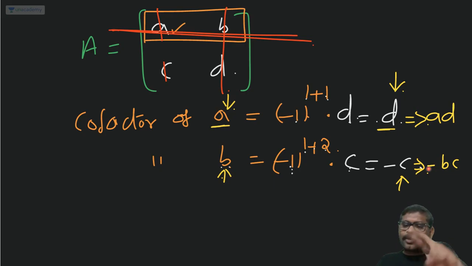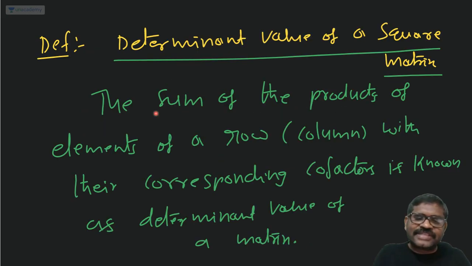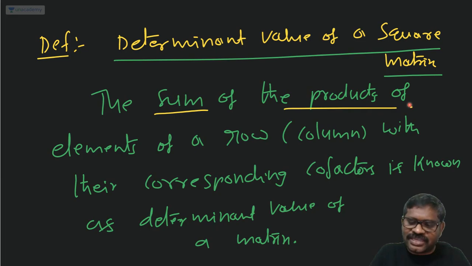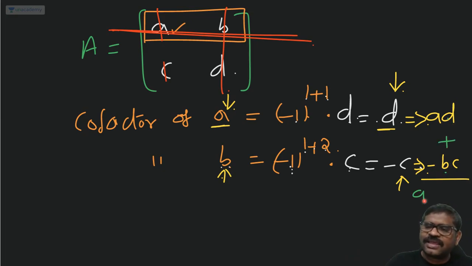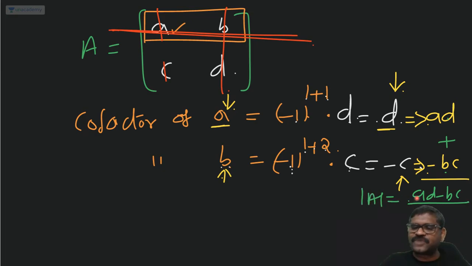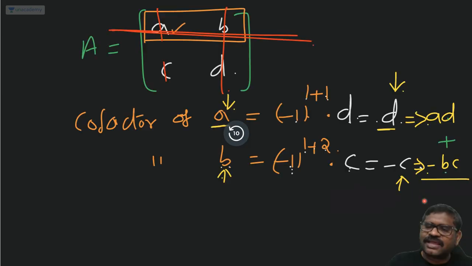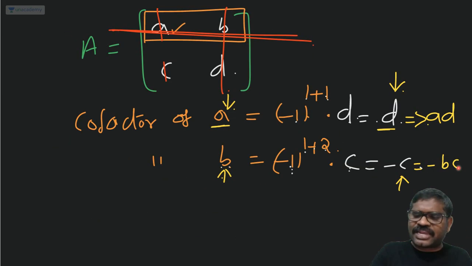You got the products. What is your definition? Sum of the products is called determinant. Add both: AD plus of minus BC, AD minus BC. That is called det A. That's why it is AD minus BC.